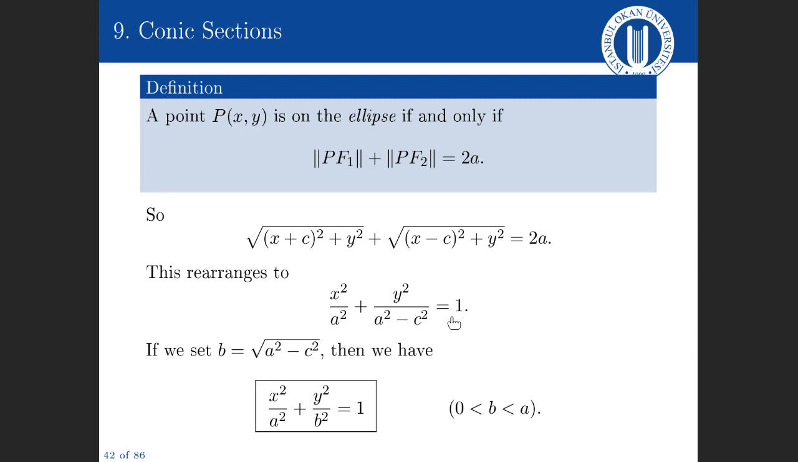I want to simplify this a little bit. Instead of writing a squared minus c squared, I want to write a new letter here. I'm going to define b to be the square root of a squared minus c squared. So then we get the standard form, x squared over a squared plus y squared over b squared is equal to 1. And because of the way that b is defined, b must be between 0 and a.